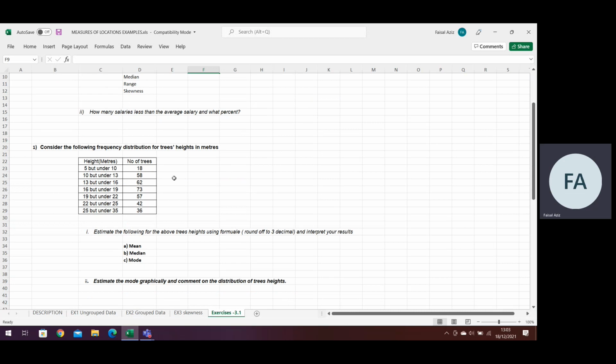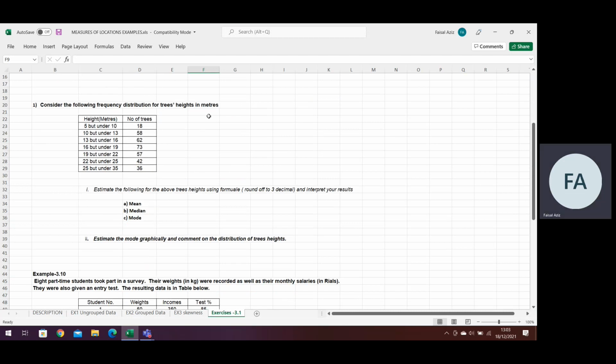Then you see this data regarding frequency distribution for tree heights in meters. There we have classes, we have frequency, and you need to calculate mean, median and mode. So here you will first have to calculate the midpoint, then frequency multiplied by midpoint, and then in the next step you will have to calculate the cumulative frequency column, and the rest of the steps are the same as I've done in the grouped data example. This I'm leaving for you to practice.